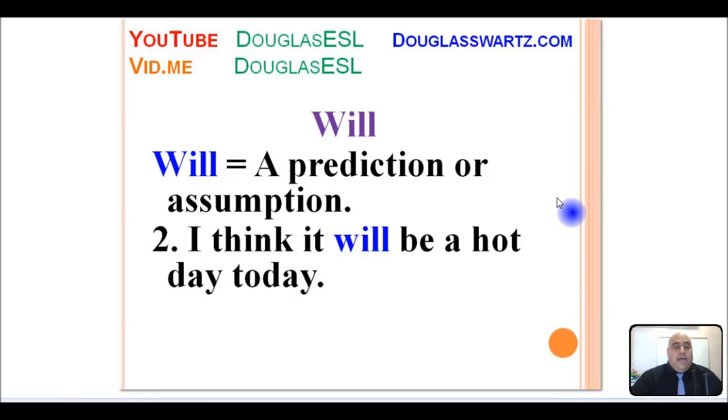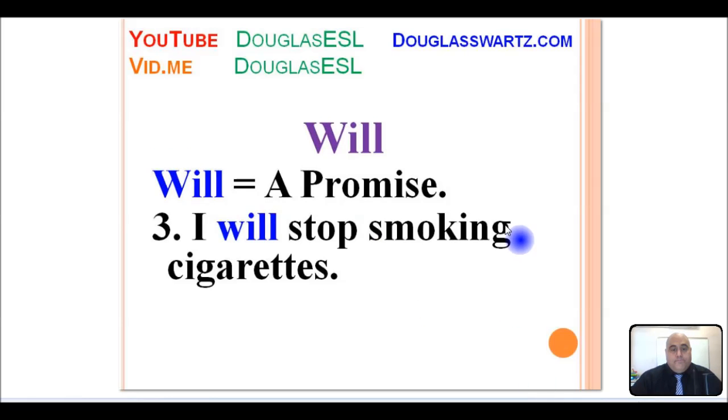Okay, will as a prediction or assumption. I think it will be a hot day today. So it may be hot, it may not, but you believe it will be a hot day today. So a prediction of the future. Will as a promise. I will stop smoking cigarettes. So you're promising that in the future you will stop smoking cigarettes.